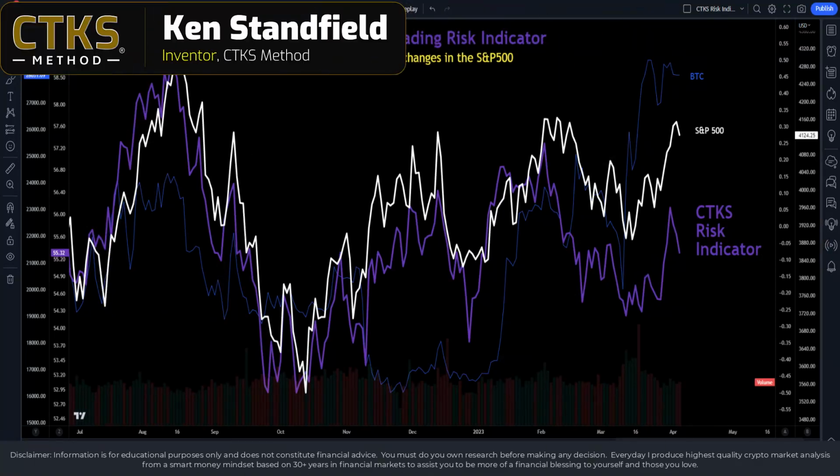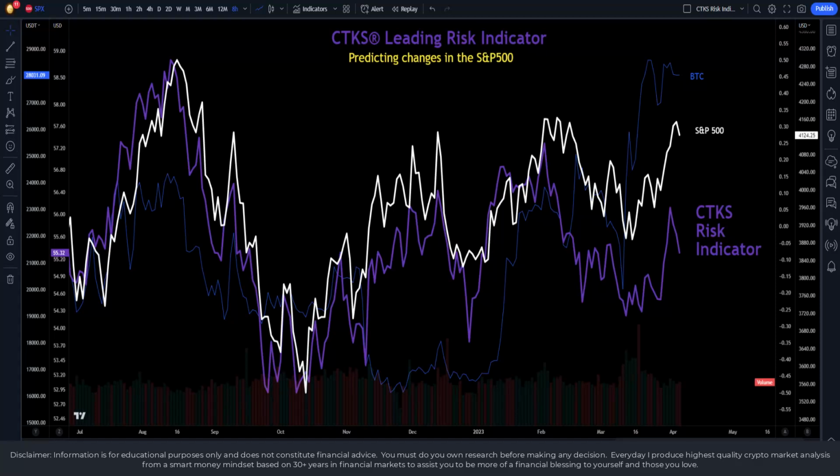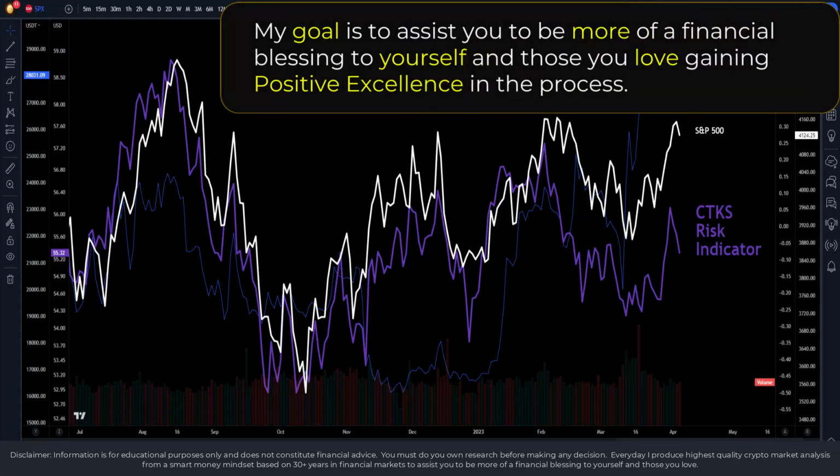If you're an investor or a trader, it's very important that you manage your risk. One of the best ways to manage risk is to understand when the markets are turning. That's why I invented the CTKS risk indicator. This indicator helps us to see when the market is weakening and when it's starting to bottom out.